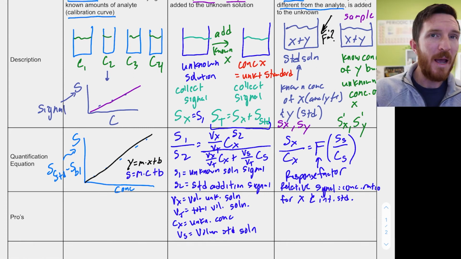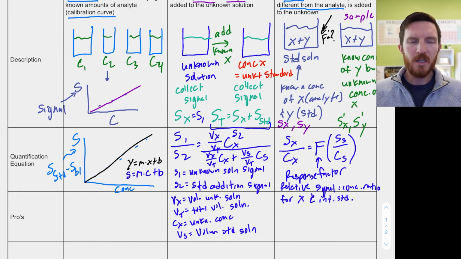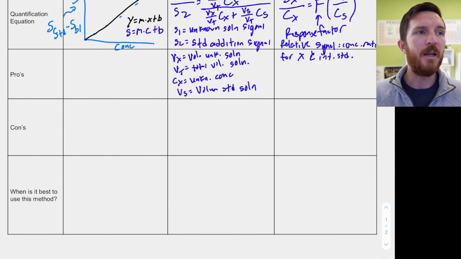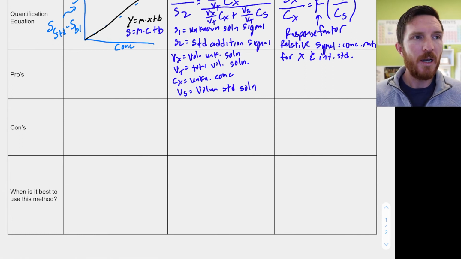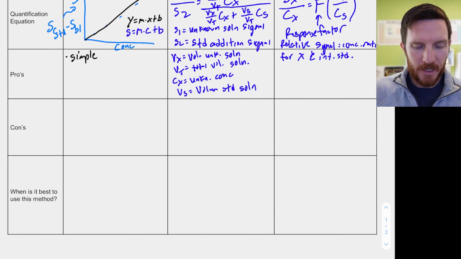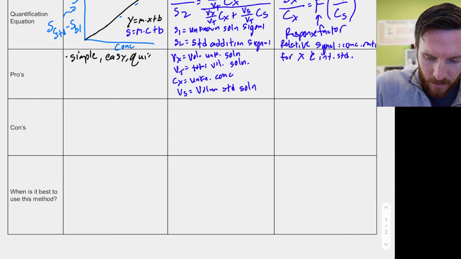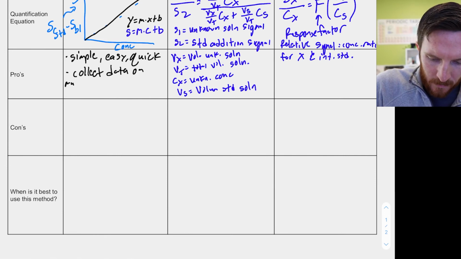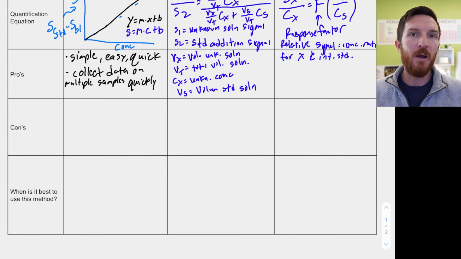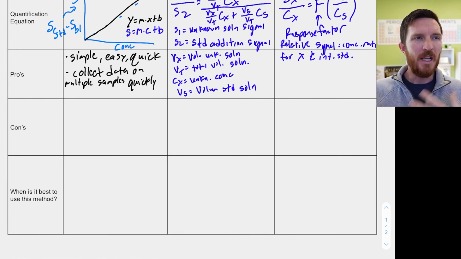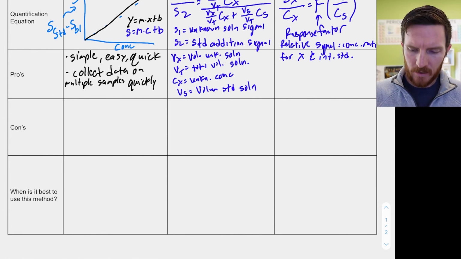So we see there are 3 different methods, and we think, why would we want to use these? We would want to consider the pros and cons of using each of these. First, the pros of using normal external standards: these are more simple and straightforward. In addition to that, they're easy, they're quick, and we can collect data on multiple samples quickly. Because once we have a calibration curve set up, I can have 700 samples, collect the signal for those 700 samples, and get the concentration from that. So it's more straightforward to do when we're looking at these.